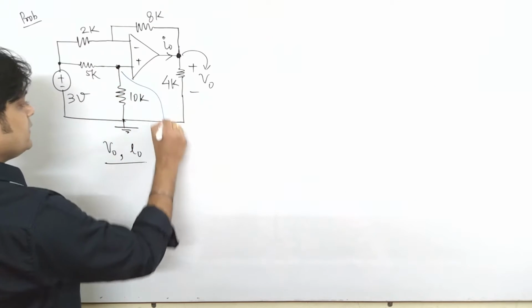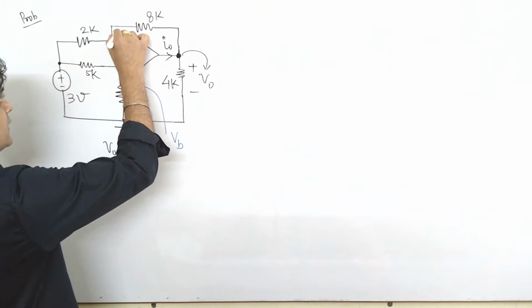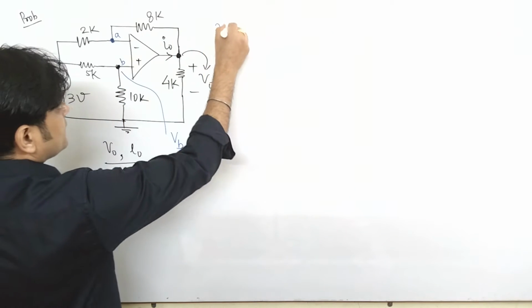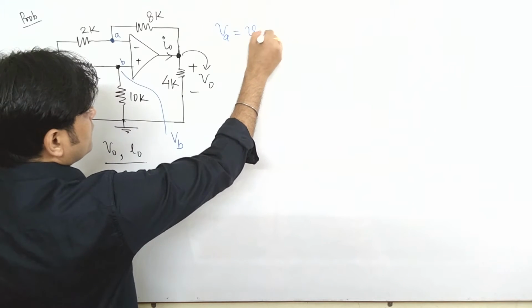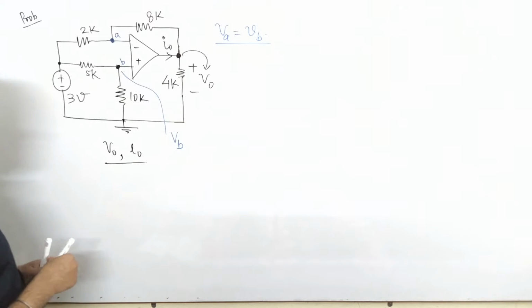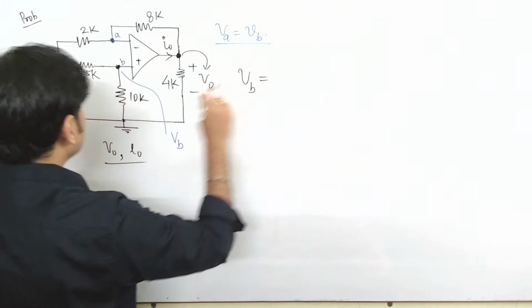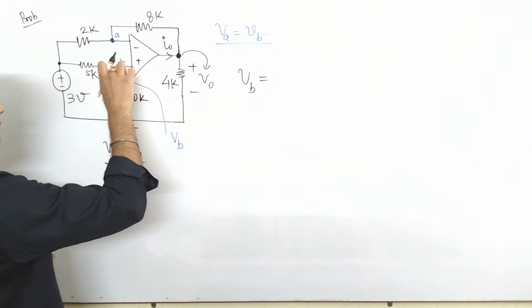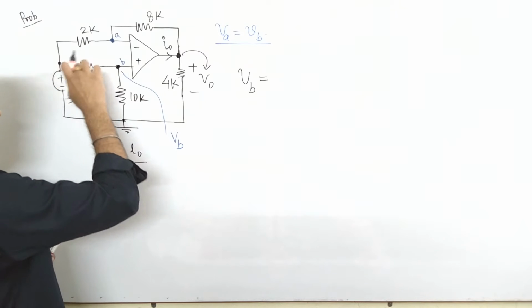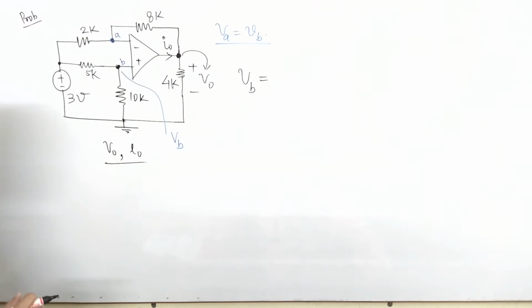This voltage, say it is VB, and this voltage, say this is A, this is B. So as per our concept of virtual ground, VA and VB are equal. But can you find the value of VB? Yes. How? Just by applying the voltage division rule. Because this 3 volt will appear across this B node just by converting into the equivalent voltage division rule.